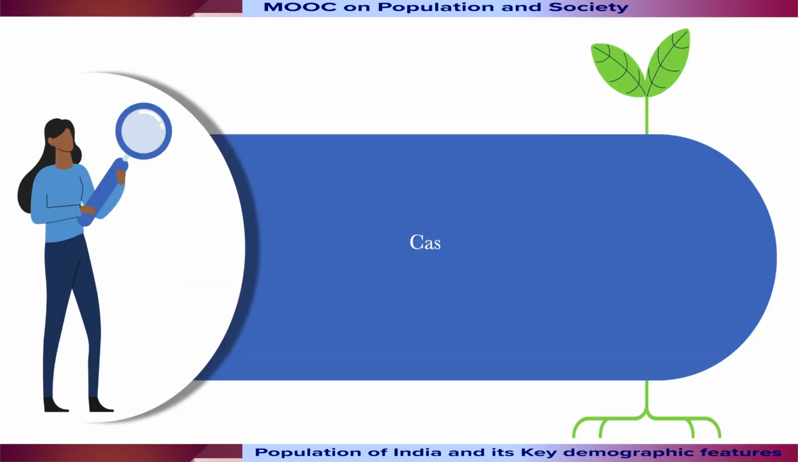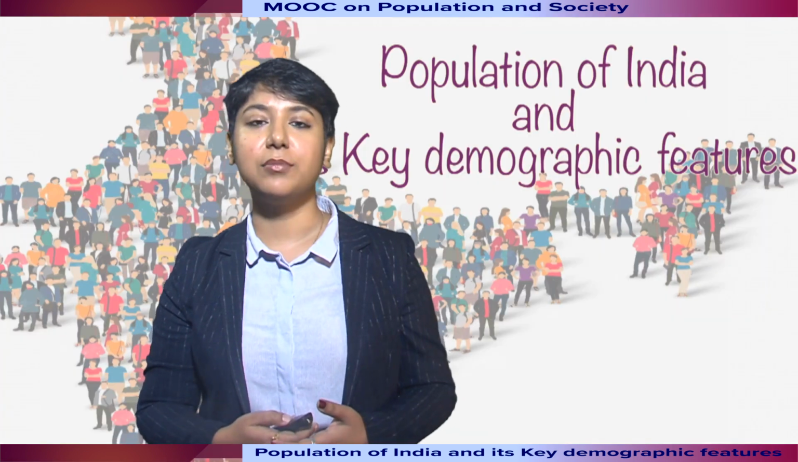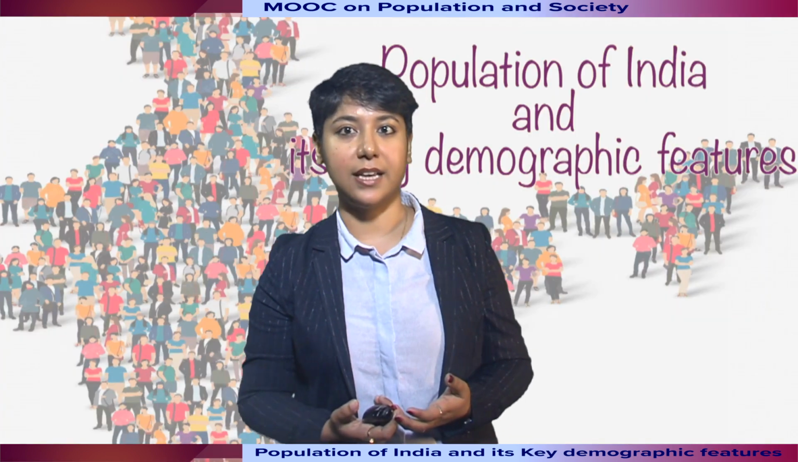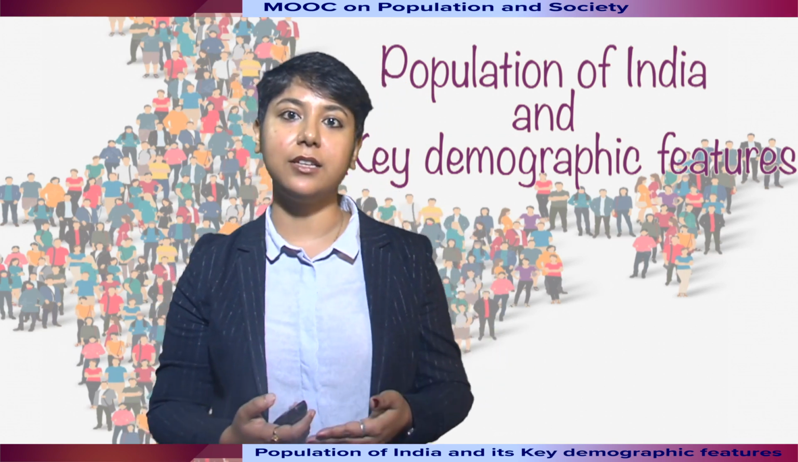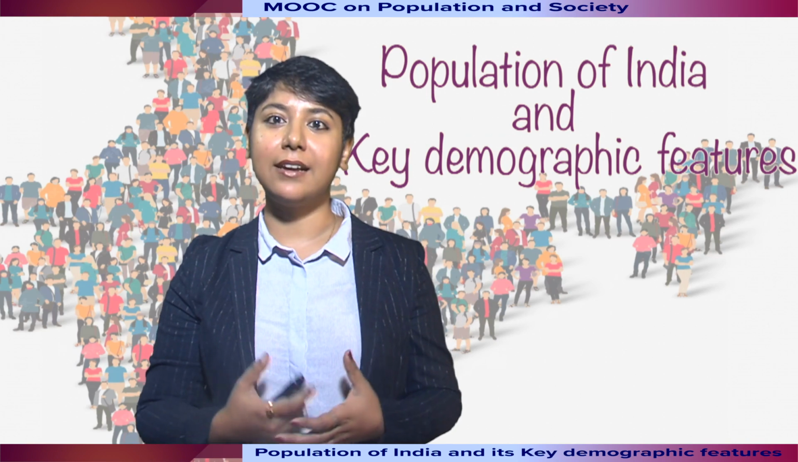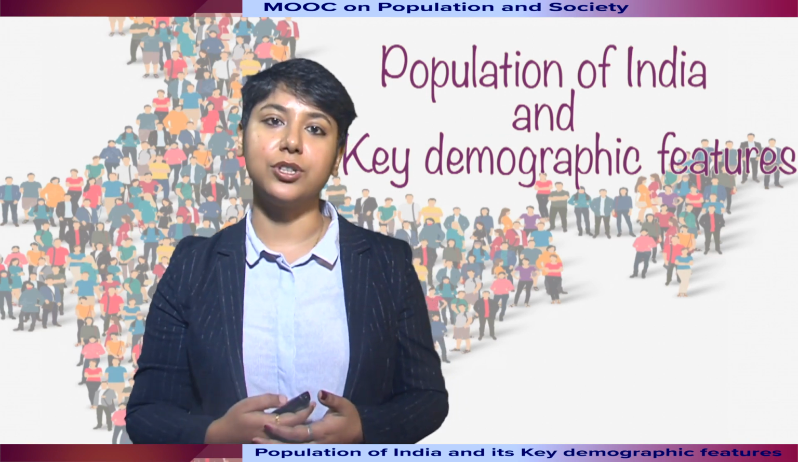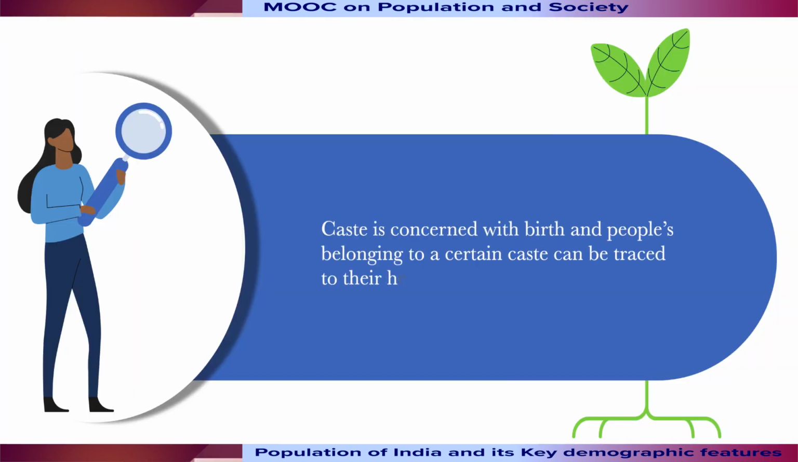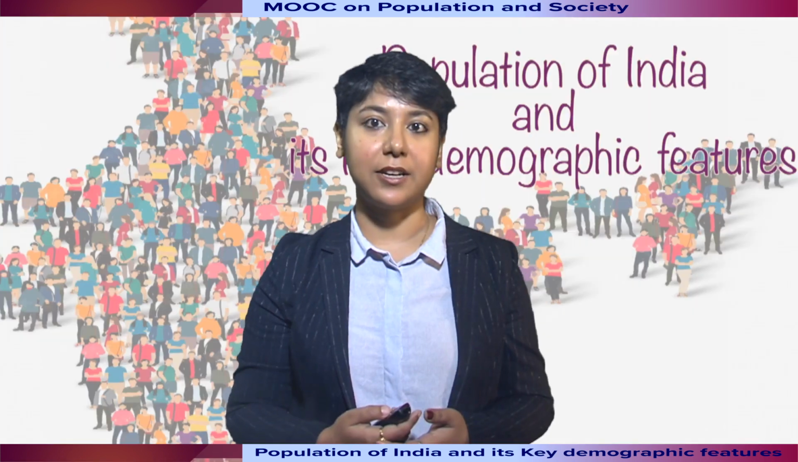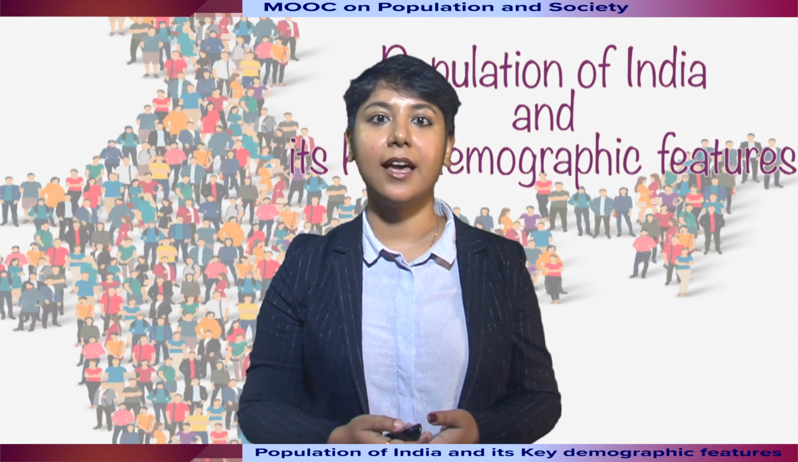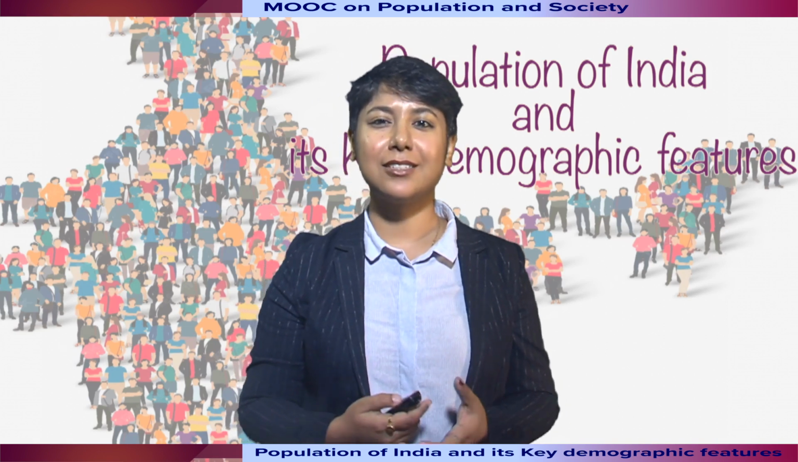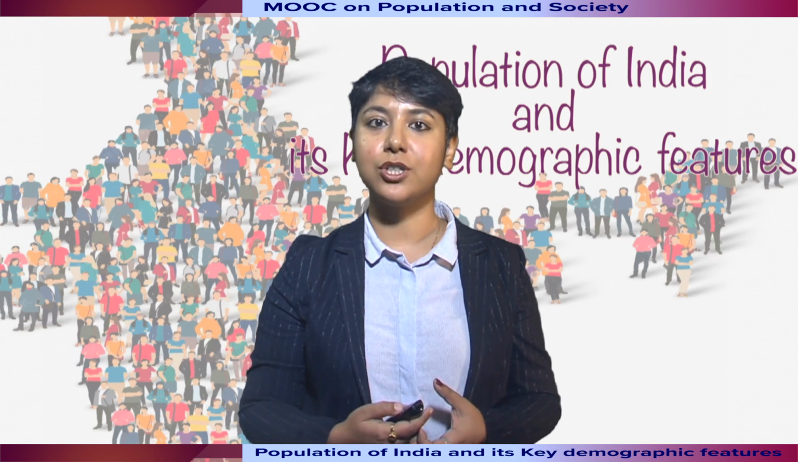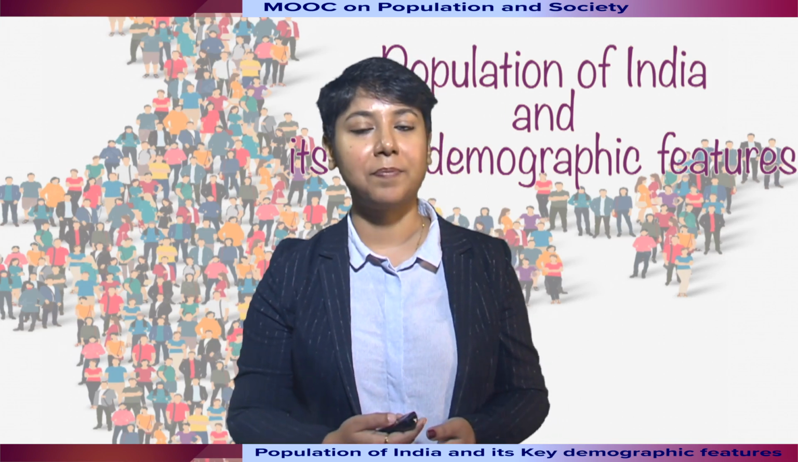So next we will be talking about the caste diversity. The caste system is something which is unique to Indian society. It's a type of stratification which is based on hereditary and hierarchical Indian social groups, which were also called jatis. Thus, caste is concerned with birth, and people belonging to a certain caste can be traced back to their heredity. The caste stratification often decides the social status and position of individuals. It is an extreme example of a closed class system which is also hierarchical, as I have already mentioned.